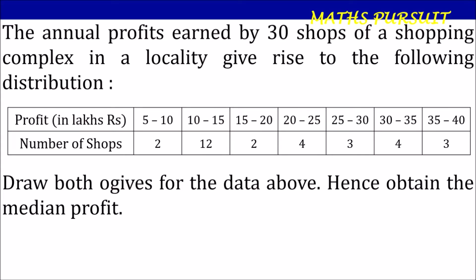The given question is: the annual profits earned by 30 shops of a shopping complex in a locality give rise to the following distribution, and they have given profit in lakhs rupees in one row and number of shops in another row. So profit in lakhs rupees is in the range 5 to 10, 10 to 15, 15 to 20, 20 to 25, 25 to 30, 30 to 35, 35 to 40, and number of shops: 5 to 10, 2 shops; 10 to 15, 12 shops; 15 to 20, 2 shops; 20 to 25, 4 shops; 25 to 30, 3 shops; 30 to 35, 4 shops; 35 to 40, 3 shops.